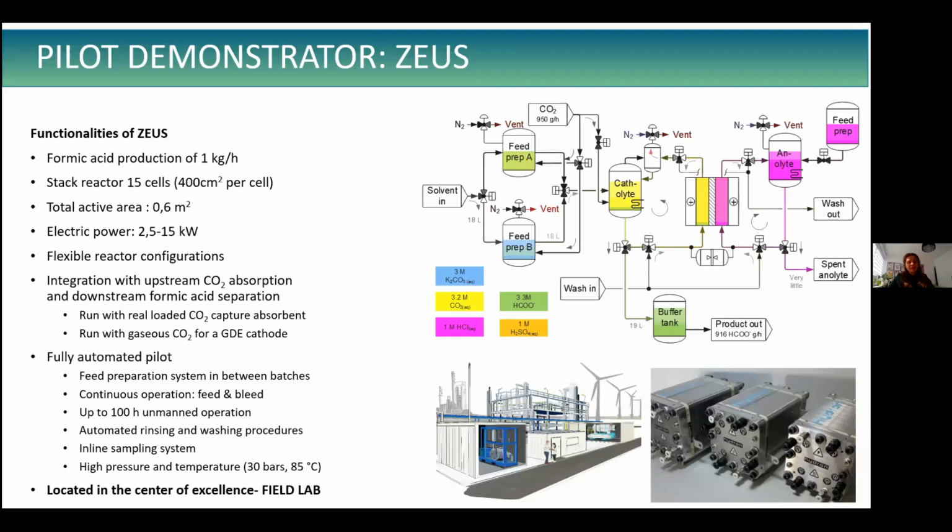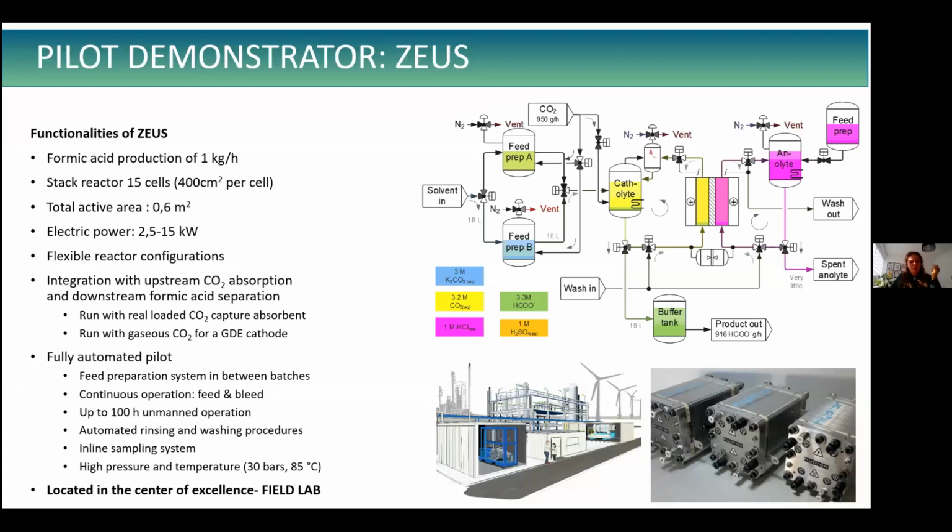And it is designed in a very flexible way, so it can allocate different reactor configurations. It can be integrated with an upstream CO2 absorption unit, and also with a downstream formic acid separation and purification unit. But it also can run independently with pure CO2. Of course, this will depend on the type of study or research question. The pilot will be fully automated. It will operate in batches with continuous feed and bleed cycles, and it can have 100 hours of unmanned operation.